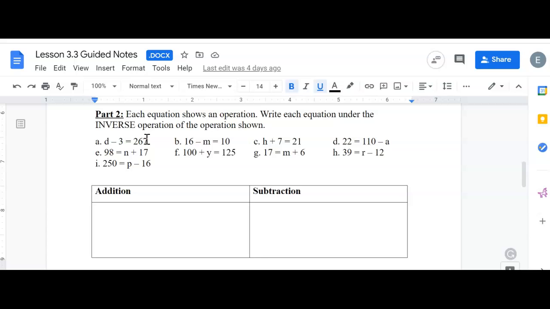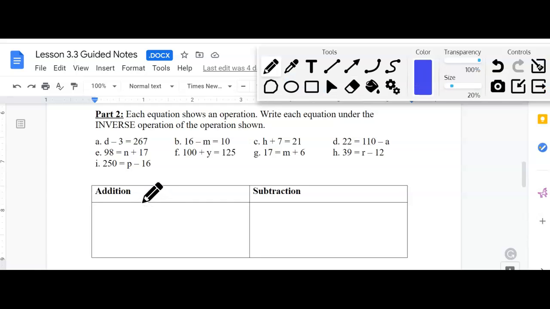The inverse operation of that would be addition. So a would go under addition. Go ahead and solve the rest of those, and then I will come back with your answers. I'm going to go ahead and highlight or underline all my equations that the inverse is addition with the color blue. So whatever I highlight blue should be under here on your work shown paper.